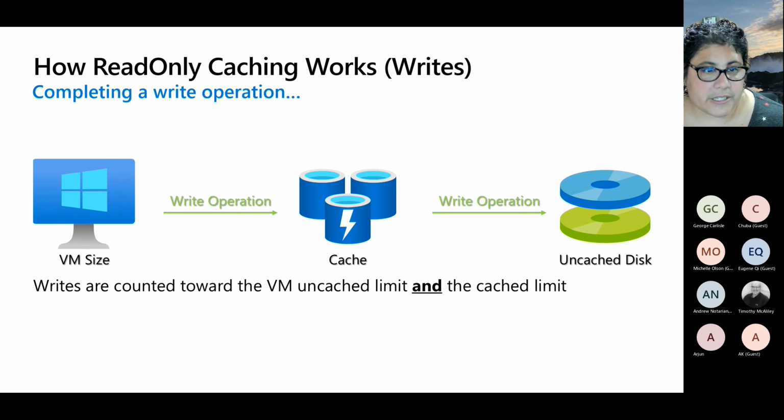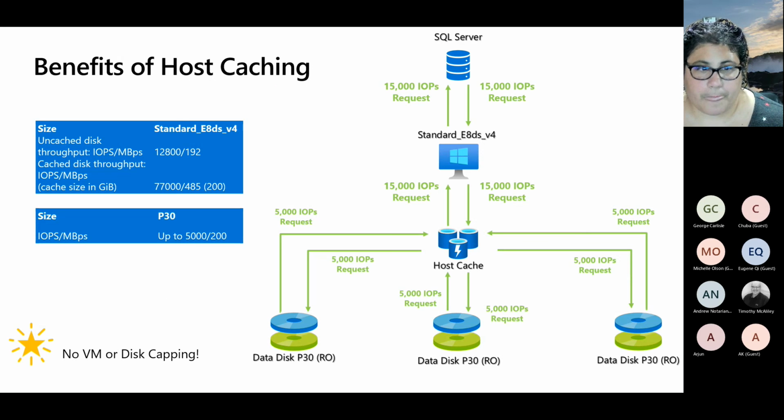Okay, now a write always has to write through to the disk. So a write is always counted towards the uncached limit and the cache limit. Write always hits both those limits. Okay. So here's the benefits of the host caching.